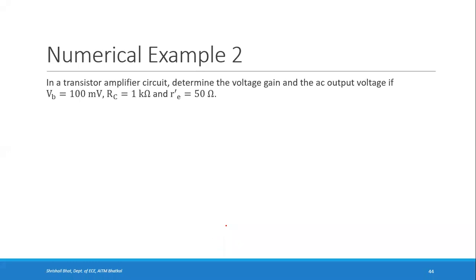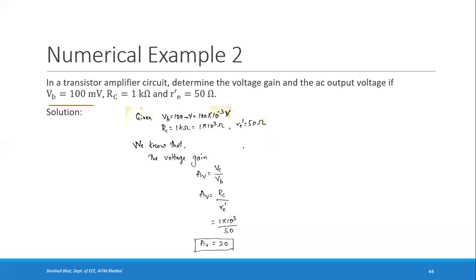Next example: in a transistor amplifier circuit, determine the voltage gain and the AC output voltage, if VB is equal to 100 millivolts, RC is 1 kilo ohm, and RE dash is 50 ohms. Yesterday we saw the derivation of the voltage gain of a transistor amplifier. Gain is given by AV, that is VC by VB. In a transistor amplifier, input is the base voltage VB and output is the collector voltage VC. You are asked to find the AC output voltage, that is VC.